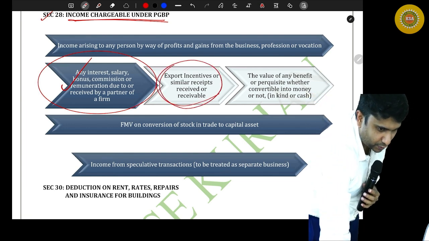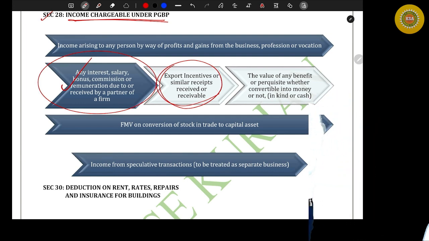Now, what is the second item taxable under section 28? If you are a businessman doing some business and you got some export incentives or similar receipts, received or receivable, that also will be taxable under section 28. What is export incentive? You are exporting and the government is giving you some kind of grant. That is not your direct business profit, but still you have to tax it under section 28 because it is incidental to your business activity. Are you with me?